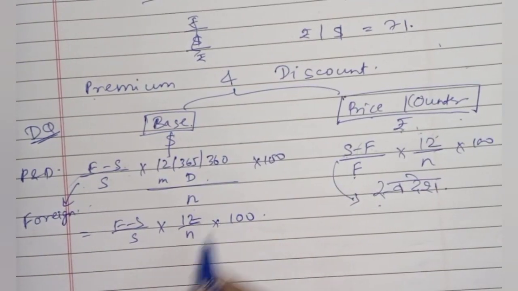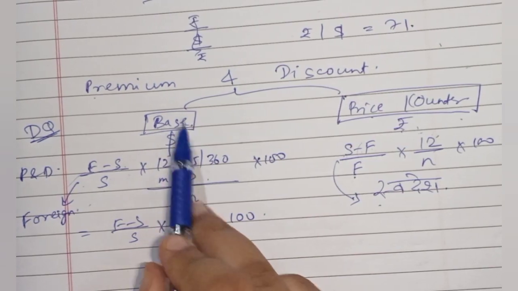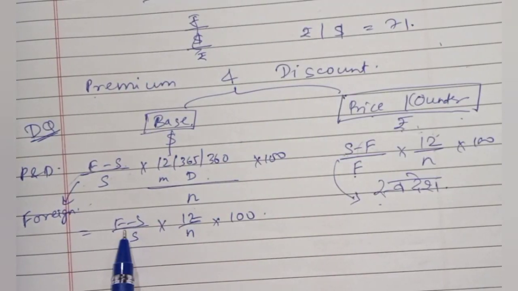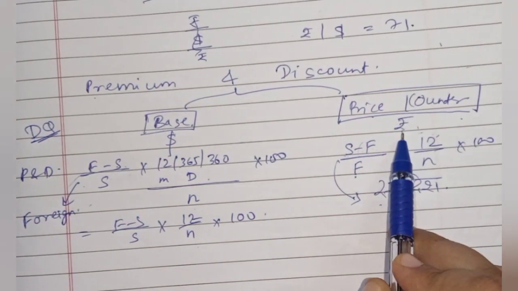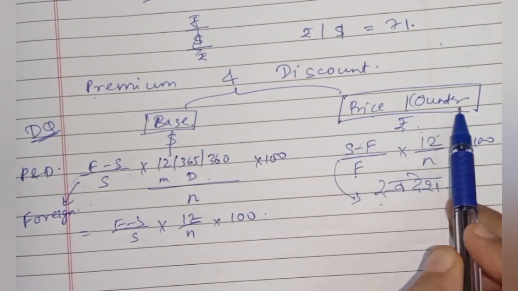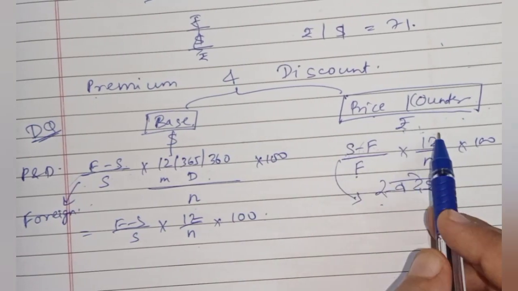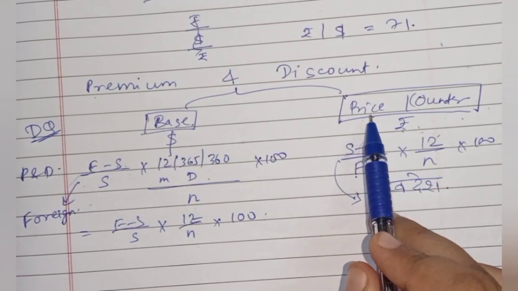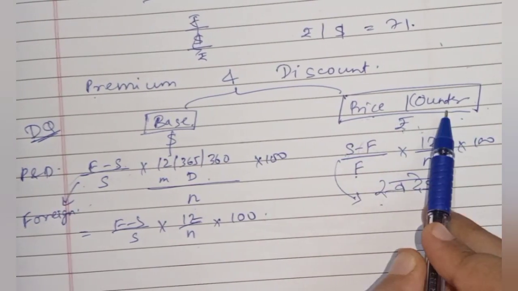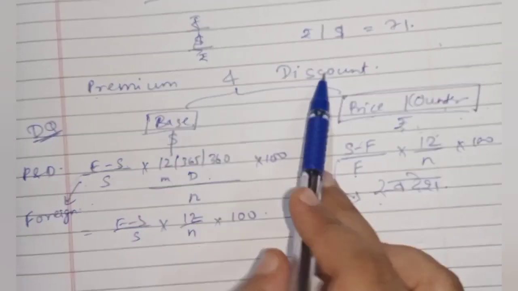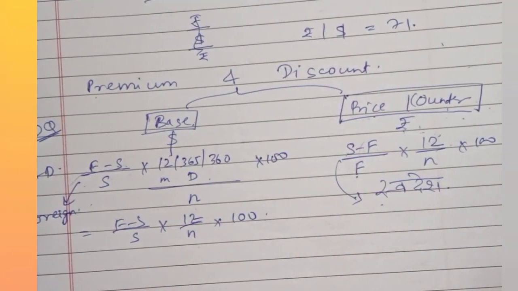So these are the two formulas which you have to remember. When you are calculating from the base currency perspective, the formula for premium or discount will be F minus S upon S into 12 upon N into 100. And when you are calculating it from the perspective of price or counter currency, whether direct quote or indirect quote, whatever the case may be, the formula for premium or discount will be S minus F upon F multiplied by 12 upon N into 100.